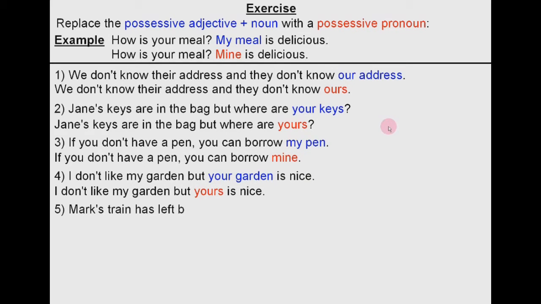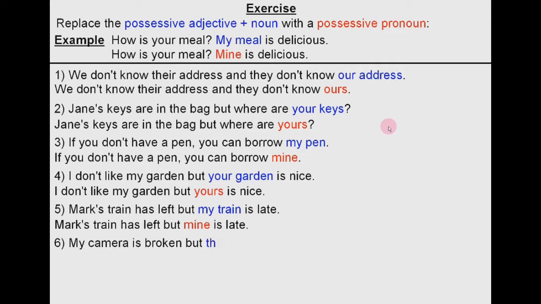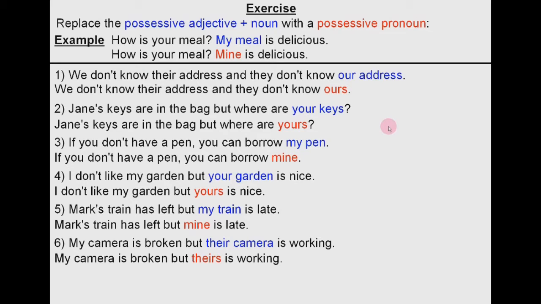Question 5. The answer is, Mark's train has left, but mine is late. Question 6. The answer is, my camera is broken, but theirs is working.